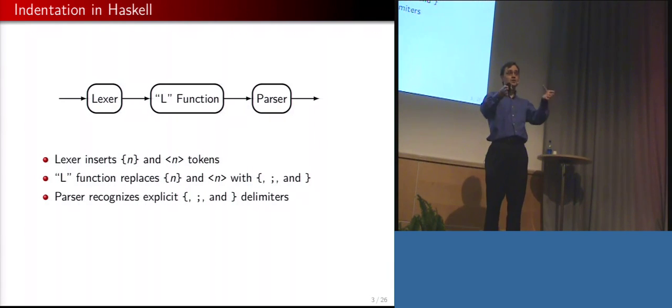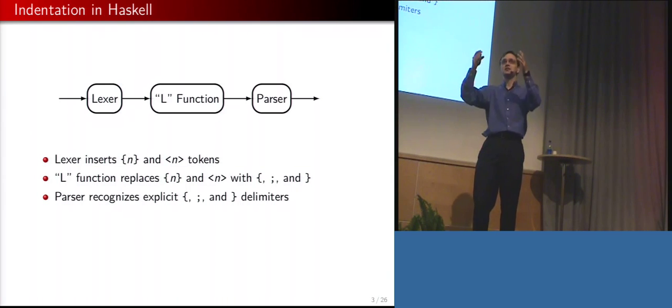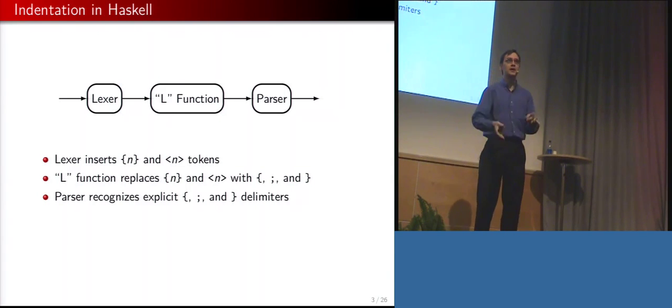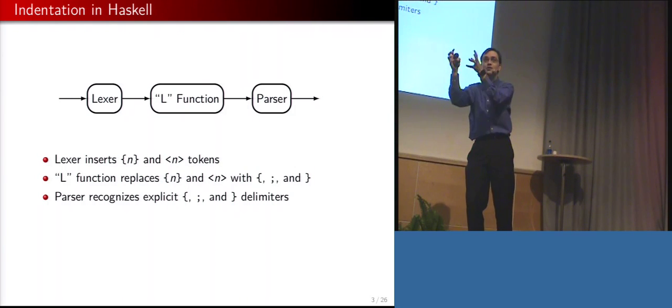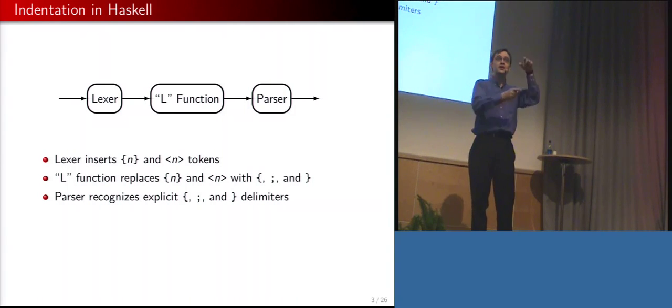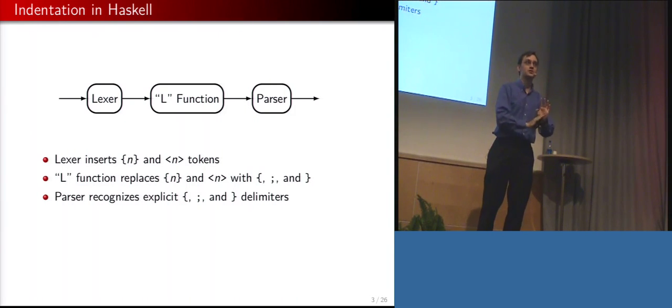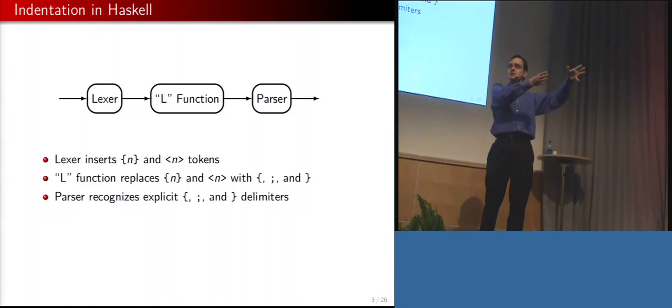The language report specifies indentation sensitivity in terms of this L function that has to get inserted between the lexer and the parser. The understanding is that the lexer is going to emit these magic curly brace and angle brace tokens that this L function is then going to resolve into explicit semicolons and curly braces so that the parser doesn't have to think about layout. It's just going to parse as if the user had written explicit delimiters all along.